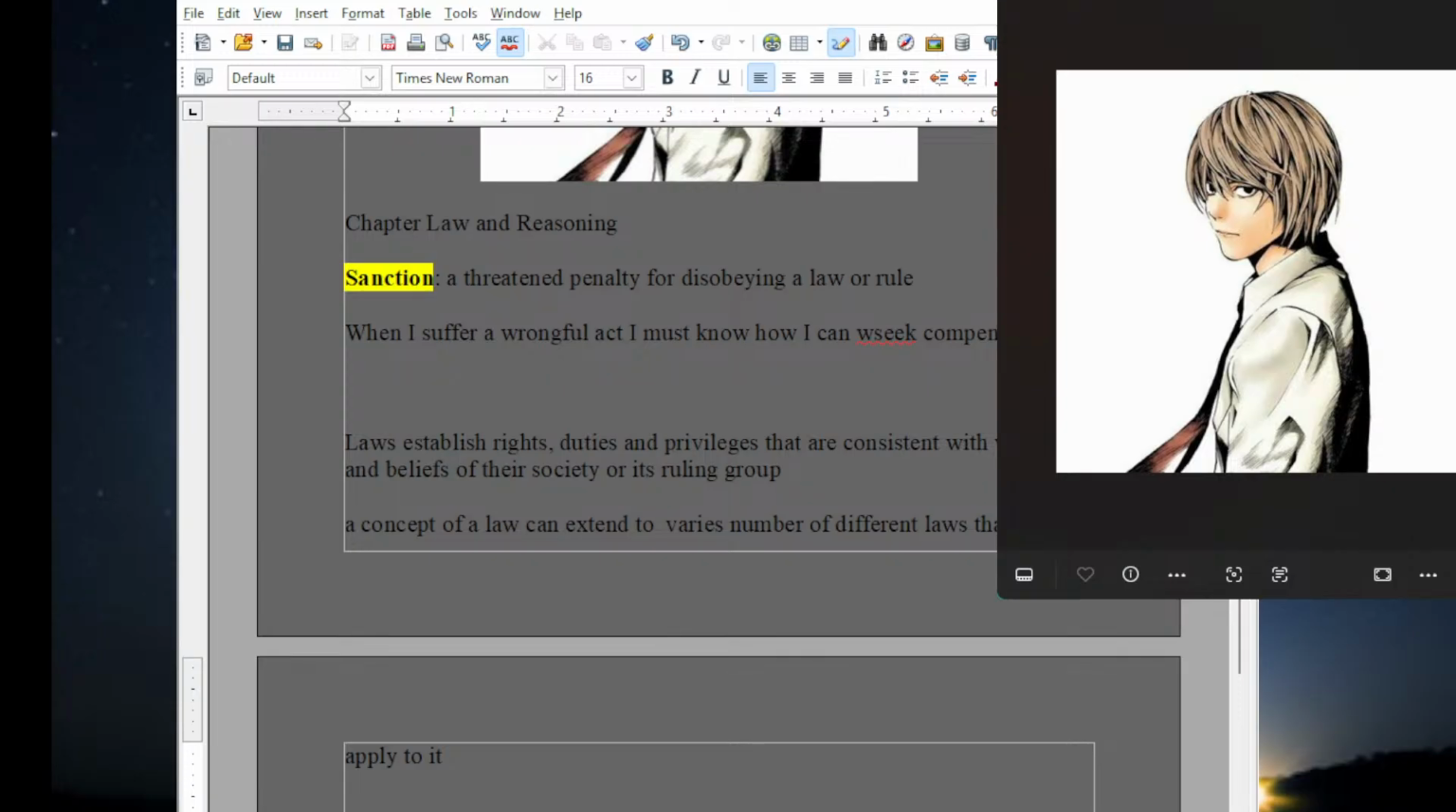Courts often refer to secondary sources of law for guidance.